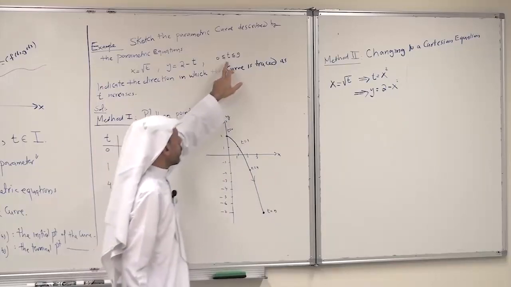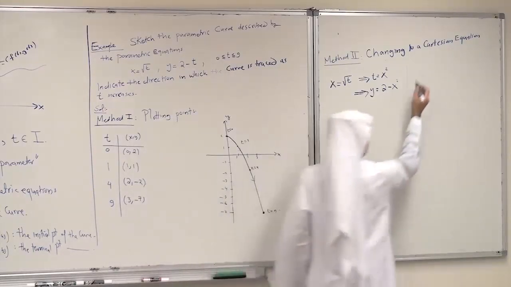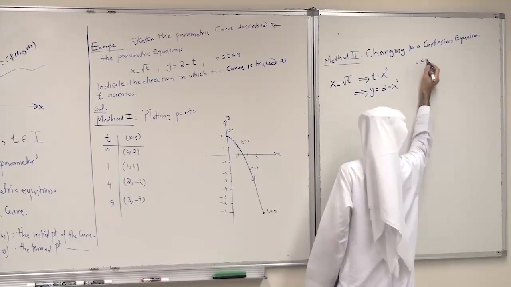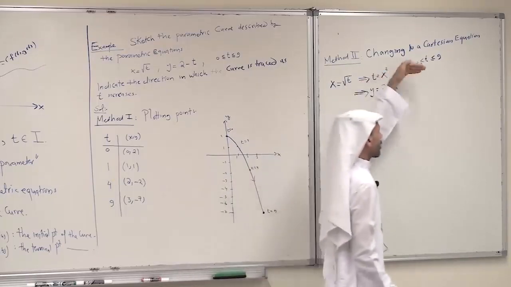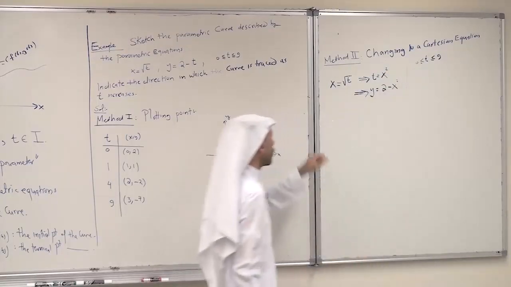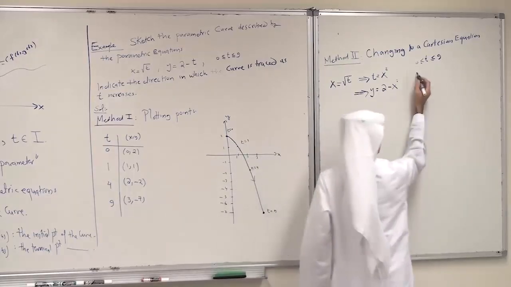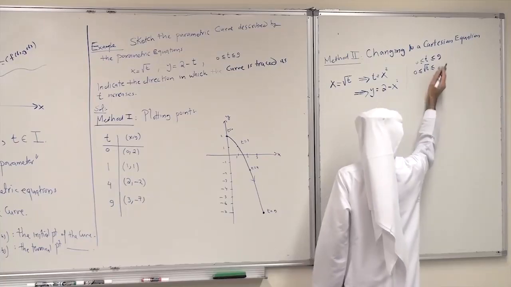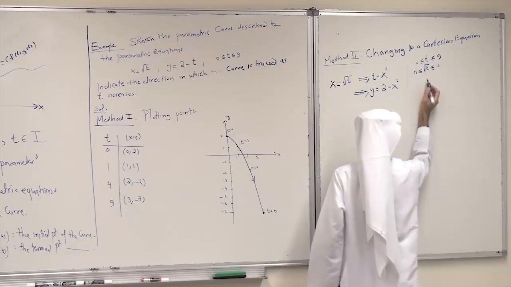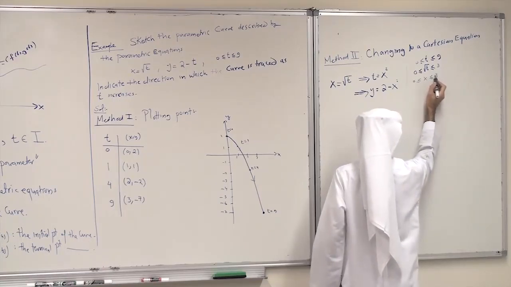We also have to see what happened to the interval 0 to 9. For the interval 0 to 9, I need the corresponding x interval. Well, I know that x equals root t, so just take the square root of each term. 0 less than root t less than root 9 equals 3. And this gives us x between 0 and 3.